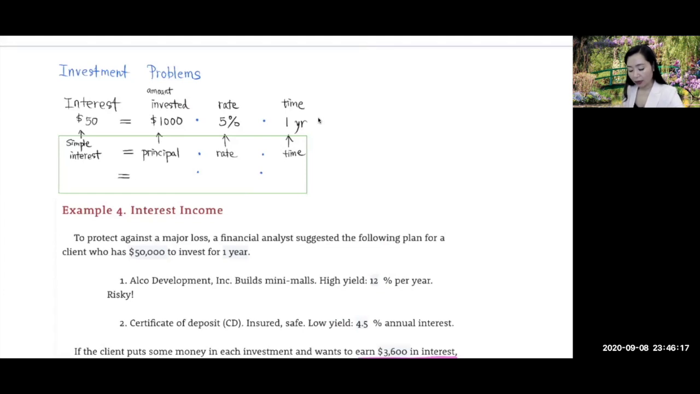So simple interest is equal to the principal times the annual interest rate times the time, okay? The time here will be in the number of years. Principal is the amount of money that you invested, so we use the letter P to represent that. Interest rate, the rate, starts with R. Time, we use T to represent. Simple interest, we use I to represent. So we got this formula, I equals P times R times T. Simple interest equals principal times rate times time, okay?